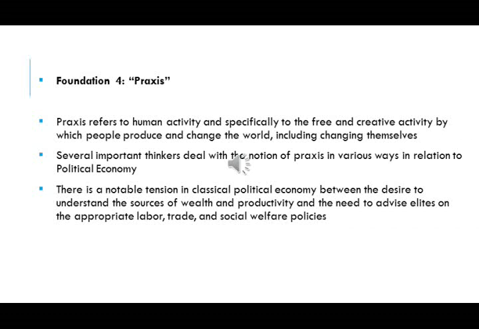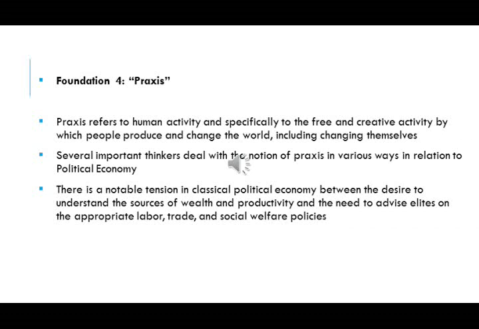Praxis has also occupied an important place in the substantive development of political economy. After all, political economy began as the practical activity of household management and control of the polis. Aristotle placed it among the political disciplines whose wisdom would guide the conduct of rulers. There is a notable tension in classical political economy between the desire to understand the sources of wealth and productivity, and the need to advise elites on the appropriate labor, trade, and social welfare politics.